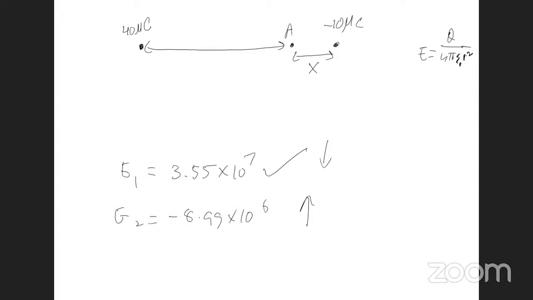Let's call that point A. So if A to minus 10 is X, what's the distance A to 40? 20 minus X. And remember the distance is 20 centimeters. So here will be 20 minus X. Sorry, let's go to the SI unit, right? 0.2.